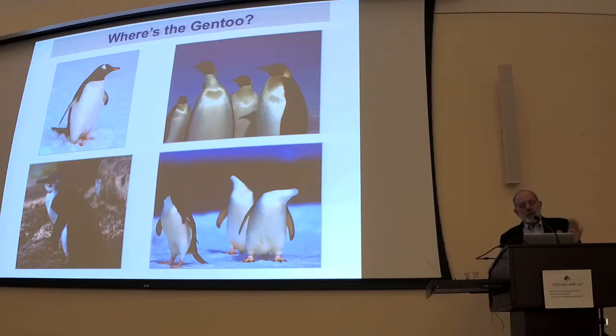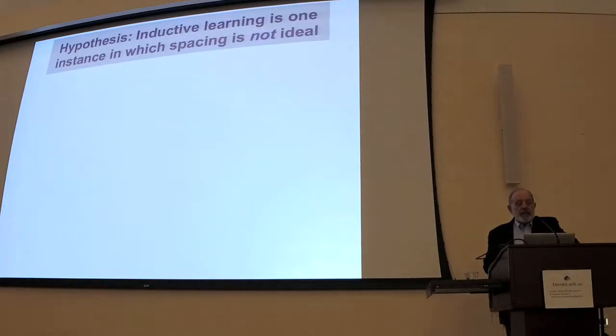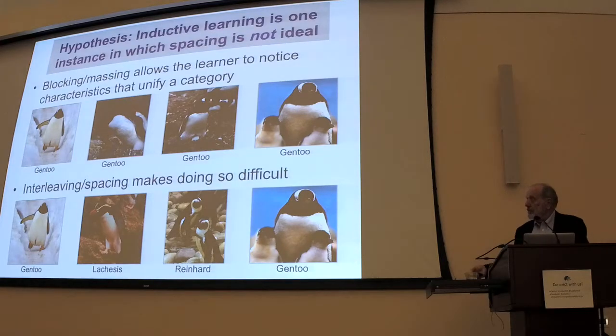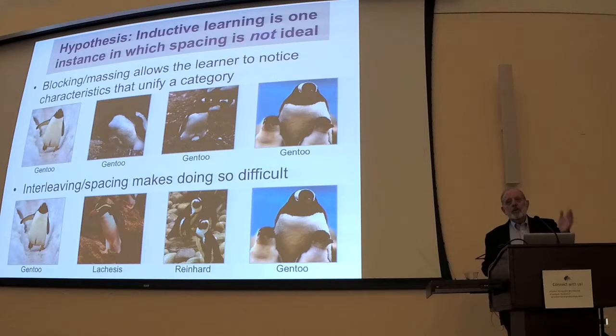So Nate Kornell was a postdoc, and I decided this is one case where spacing would not be ideal, because if I block them like I just showed you, that makes it possible to extract commonalities. Whereas if I interleave them, show you a Gen 2, then a different penguin, then another Gen 2, that's going to make it difficult to extract the commonalities. So we got all excited. We're going to show one case where these very general spacing effects just don't hold up.